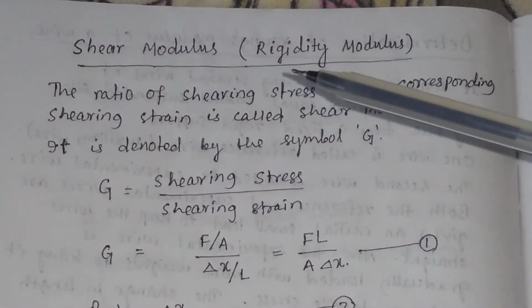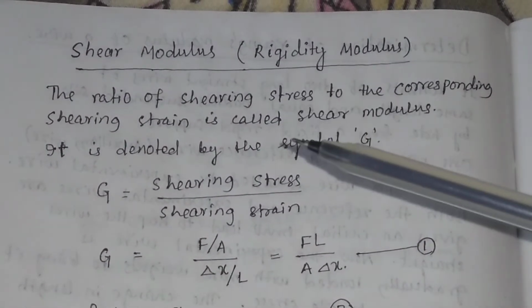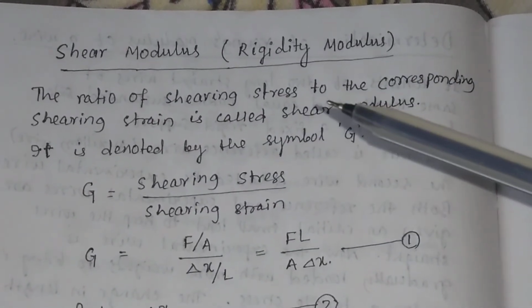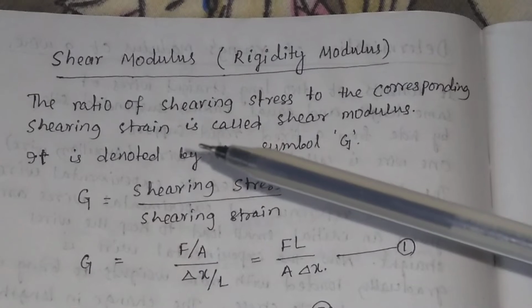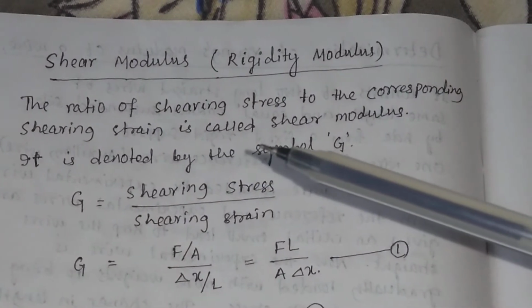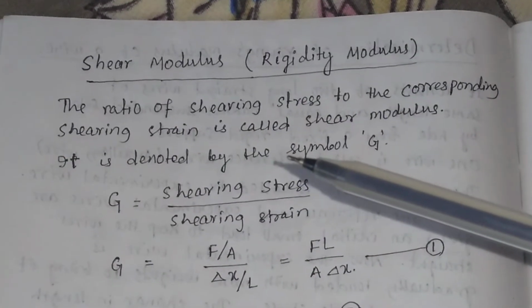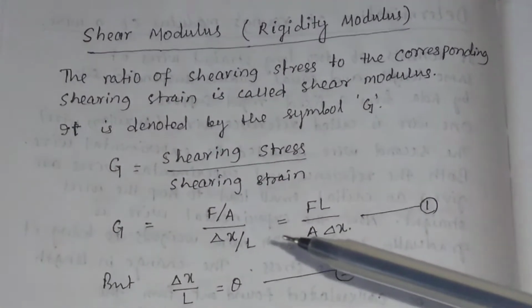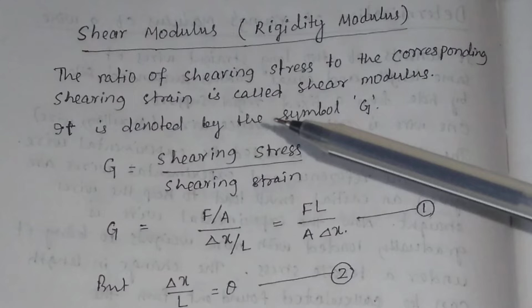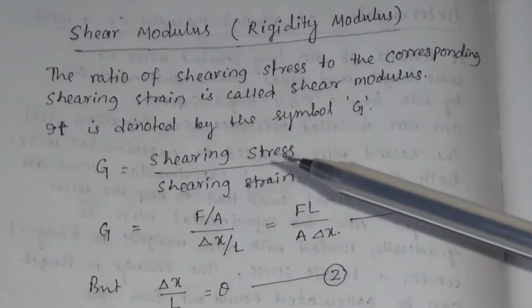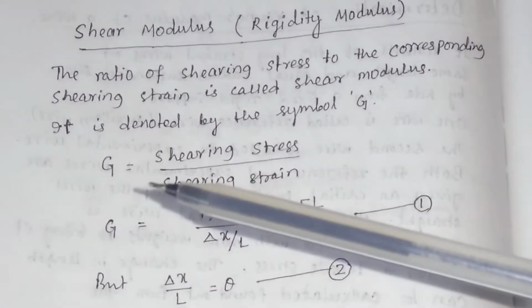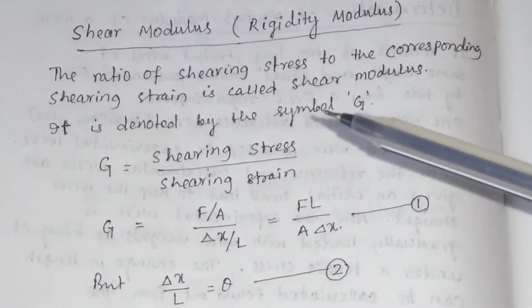Shear modulus or rigidity modulus. The ratio of the shearing stress to the corresponding shearing strain is called shear modulus. In the previous video, we discussed shear stress and shear strain. So, shear modulus, it is generally represented by the symbol G.